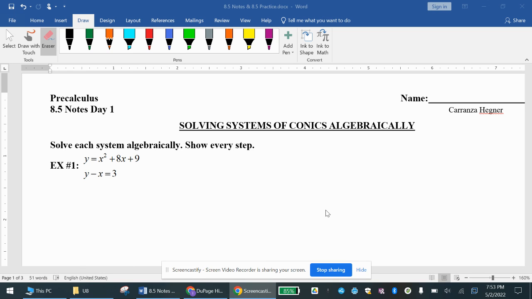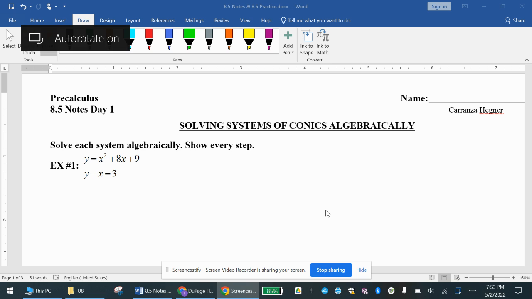Hey Pre-Calc students, welcome to today's lesson on solving systems of conics algebraically. We're also going to be solving systems of conics graphically in the next couple days, okay? So just so you know, quick reminder that a system means that there's more than one equation that you're working with, okay? So if you take a look at example one, you've got two equations, right?